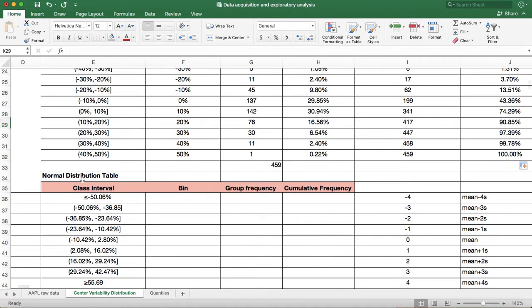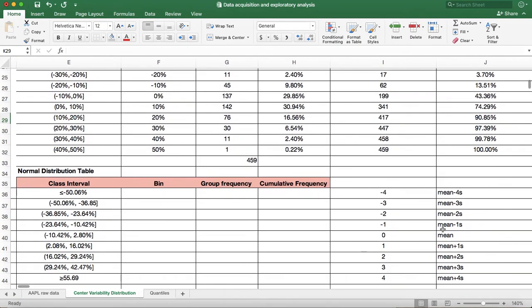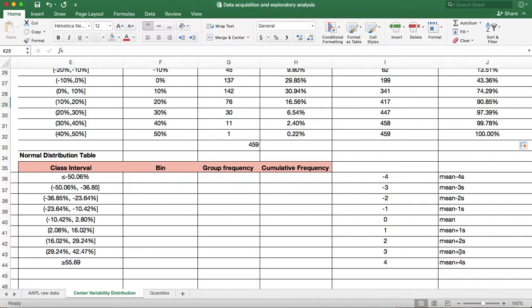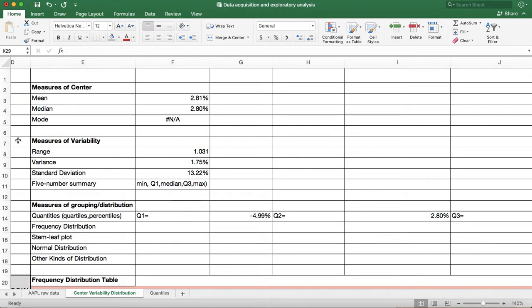Let's build a normal distribution table. Normal distribution is the most important distribution in statistics. So what is normal distribution? Actually, the idea is pretty simple, because for this data set, the mean is this number, and also the standard deviation is this number.